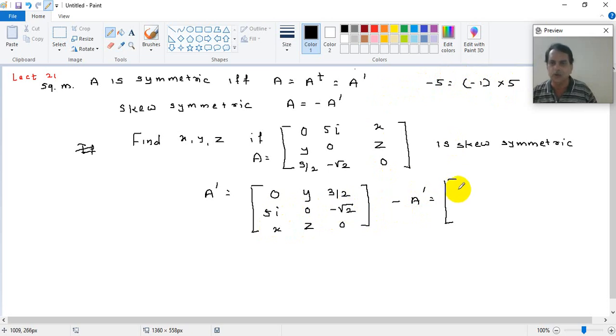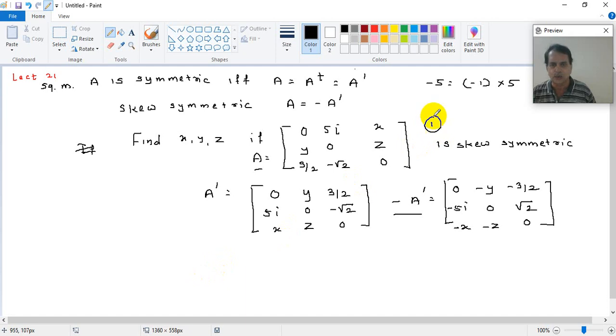So it will be 0, ला काही -0 असं काही नसतं म्हणजे ते 0च. मग हे -y, मग हे -3/2. Then what? It is -5i, 0, root 2. It will become plus, and then x, z, 0 will become -x, -z आणि 0. Now this is your A, this is your minus A dash. They must be equal. Right?